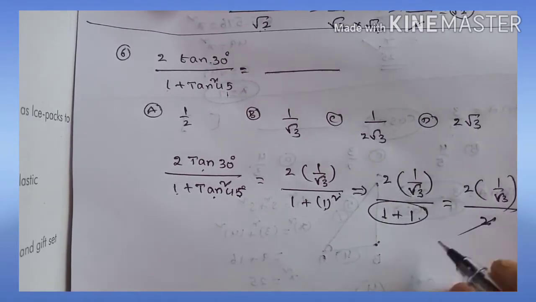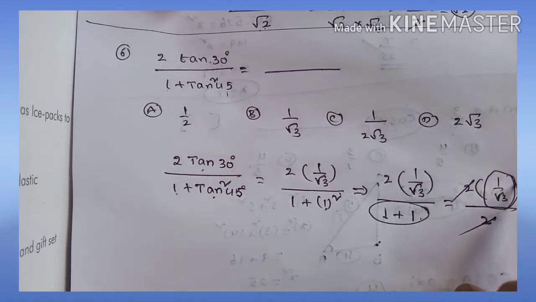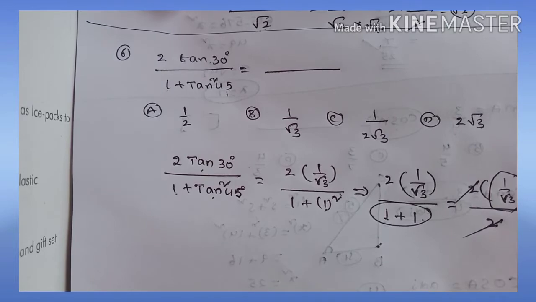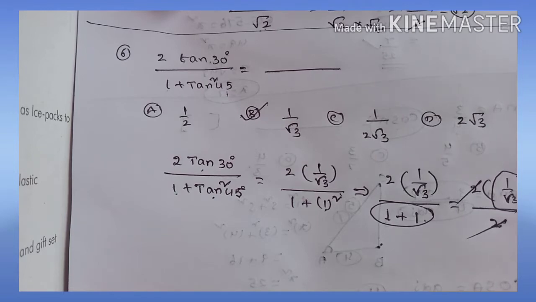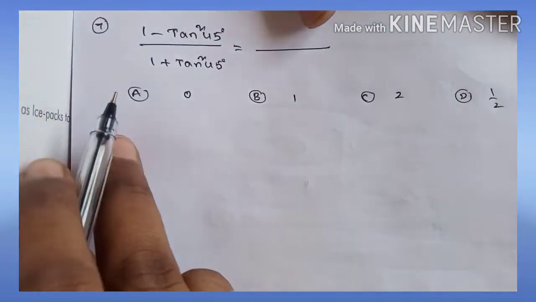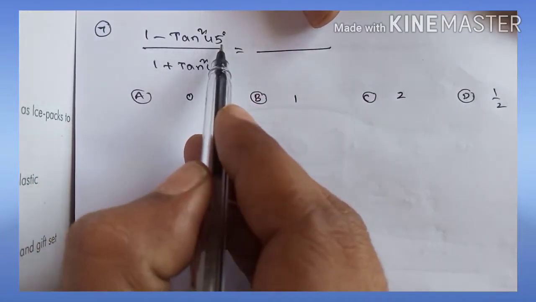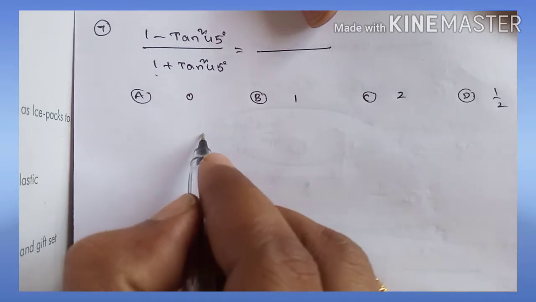Now the 2 in the numerator and the denominator both cancel. The remaining value is 1 by root 3. So the result is 1 by root 3. Option B is correct.